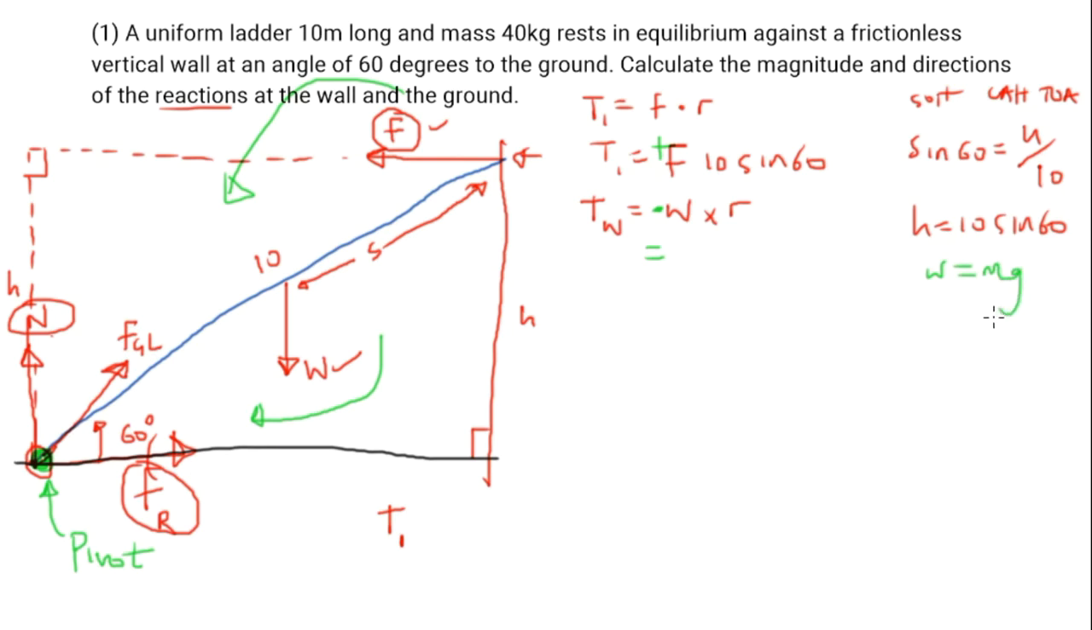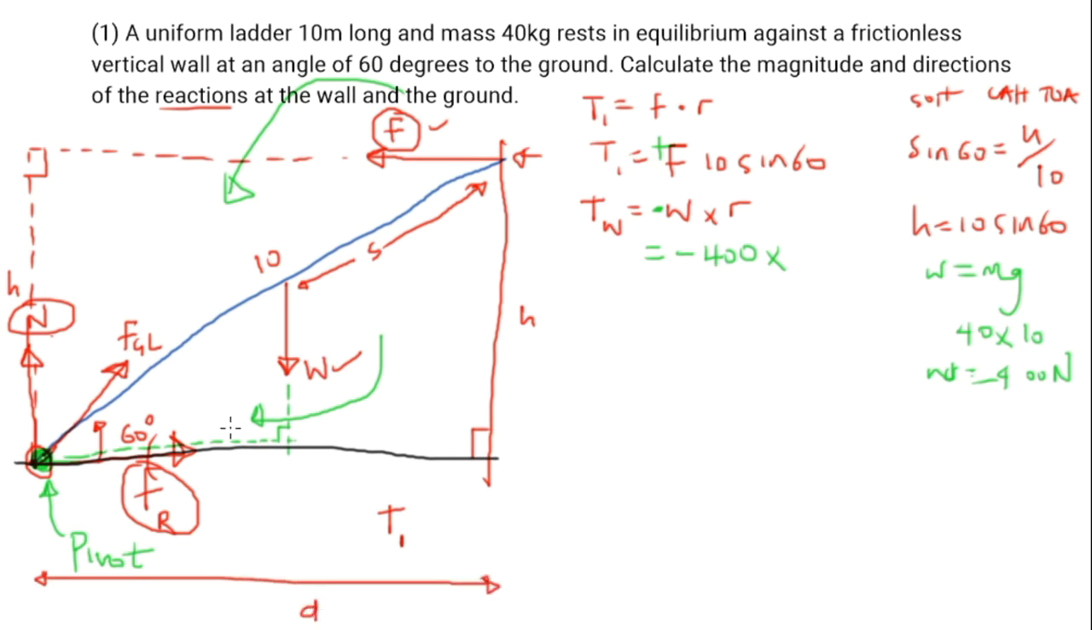The weight is equal to mg, and the mass is given as 40 kg, let's use g as 10. So the weight of that body will be equal to 400 newton. So we have minus 400 newton multiplied by the moment arm. Now let's find the moment arm. This is the weight. Let's find its line of action. This is the line of action, and then the perpendicular distance will be this, the line from the axis of rotation. Let's call the distance from this point to this point D. So it means that the distance from this point will be D over 2. So that will be multiplied by D upon 2.